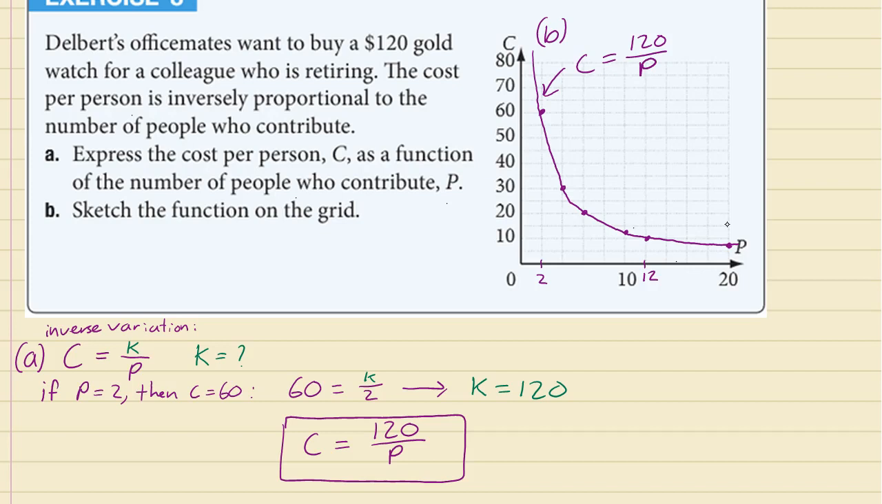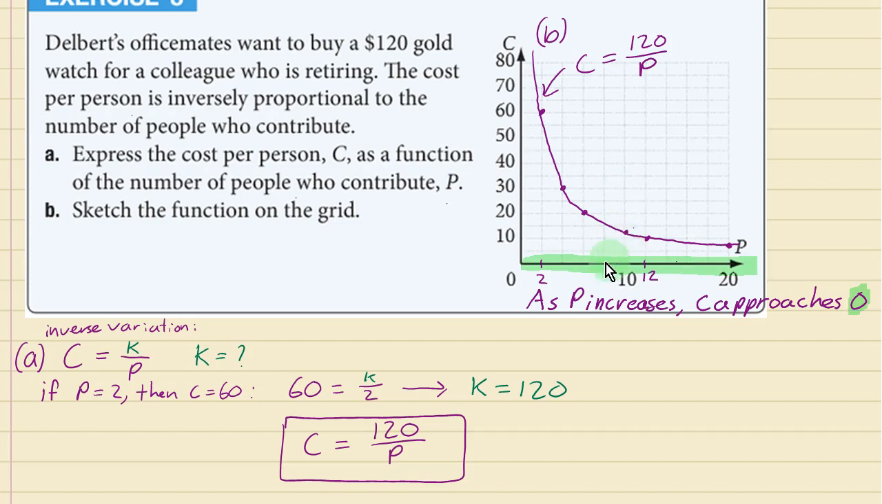Let's look at how the P-axis or the x-axis is a horizontal asymptote, because we can see that as P becomes greater, as more and more people contribute, if like 50 or 100 or 1,000,000 people were contributing, they'd all have to pay smaller and smaller amounts. So it kind of makes sense that the graph should look like this, that as you go further and further to the right, more and more people are contributing. The amount that each person has to pay is going to get smaller and smaller and get closer to 0. So that's an asymptote there.